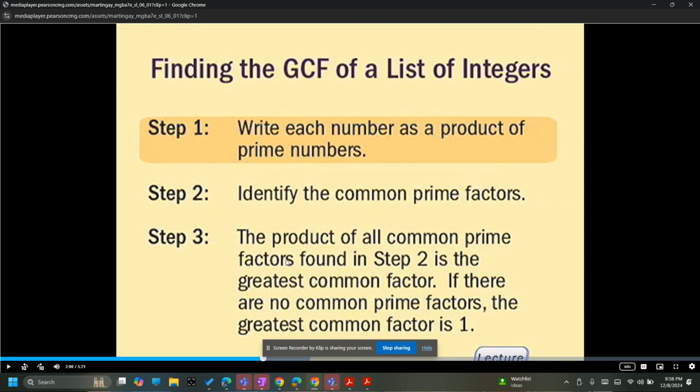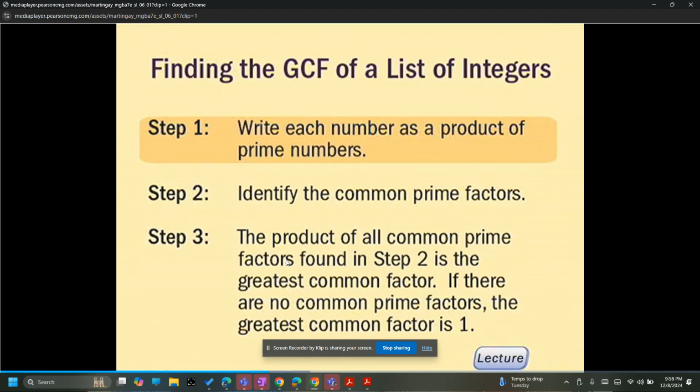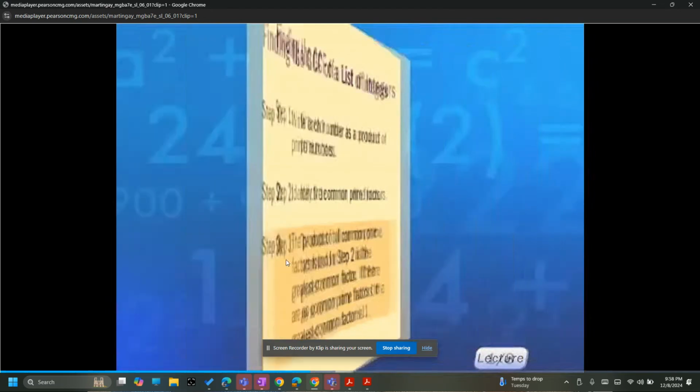Step 1, write each number as a product of prime numbers. Step 2, identify the common prime factors. And then step 3, the product of all common prime factors found in step 2 is the greatest common factor. If there are no common prime factors, the greatest common factor is 1.